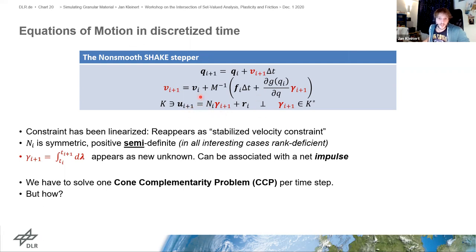Right, so the constraint is linearized. And so it's a linear function in our gammas. And we have a matrix N here, which is symmetric and positive semi-definite. So in all interesting cases, it's rank deficient. And we have to keep this in mind when choosing numerical solvers. Our gamma is the integral over our Lagrangian multiplier, and it's the new unknown. It is a net impulse over the entire time step. So in essence, this is easy, this is easy, this is the hard part, right? So in every time step, we have to solve a cone complementarity problem. And the question is, how do we do that?